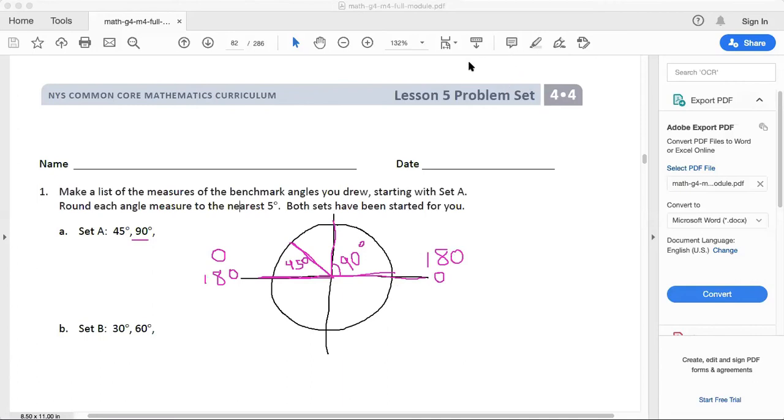All right, now I'm going to use a different color again. So I have two angle sets. I have this angle, which was 45, and then this angle, which was 90, so two angles. Go ahead and try 1B now that we have done 1A.